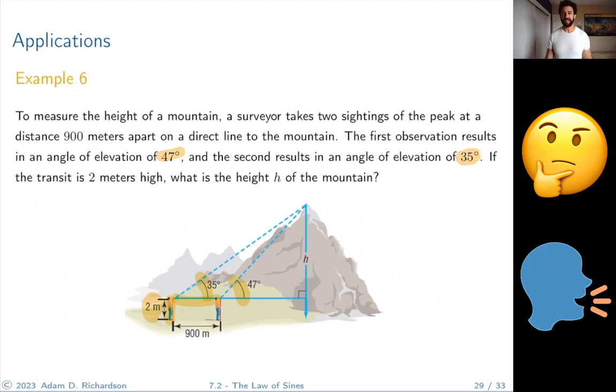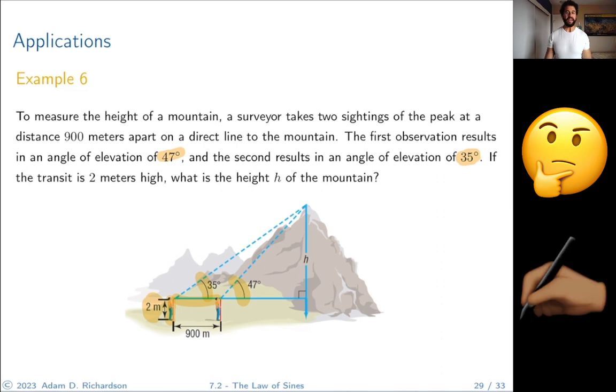All right, now say something out loud to yourself. What would you do first? Okay, now try it on your own. See if you can solve for h. You're probably going to use the law of sines, so I always recommend starting there. See if you can figure it out, and then we'll do it together.